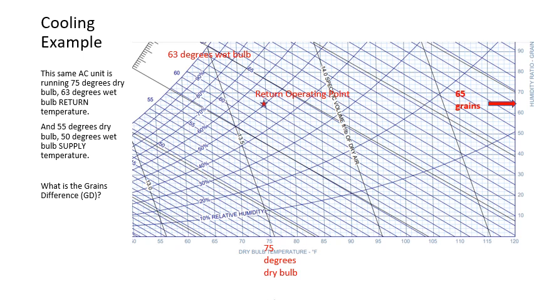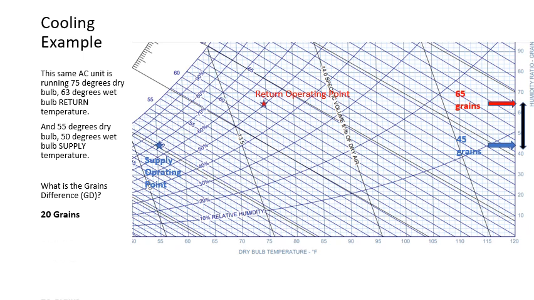Now let's talk about our supply. Here's our supply dry bulb, 55 degrees. Our wet bulb is 50 degrees. So here's our operating point. And when we carry that all the way to the right, we arrive at 45 grains of moisture. So what's our grains difference?